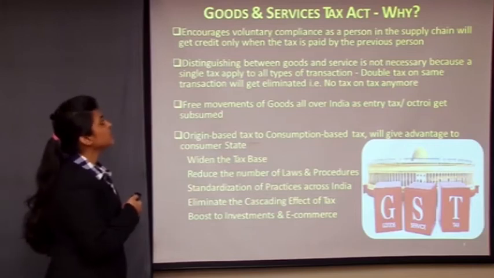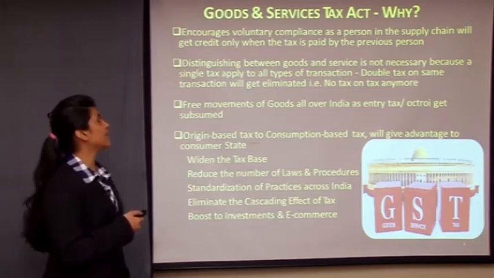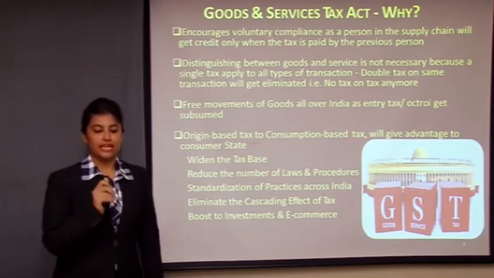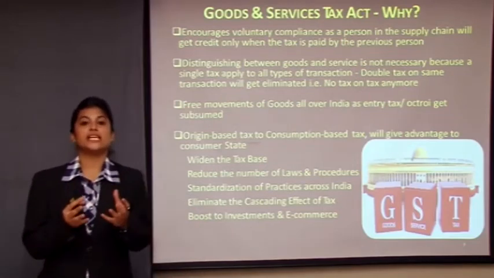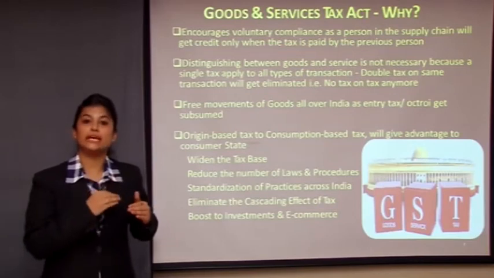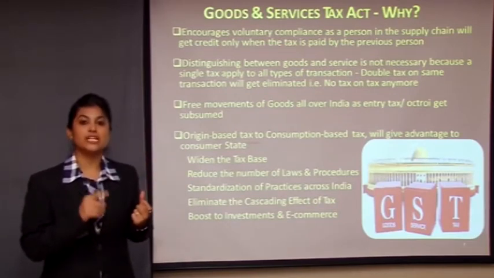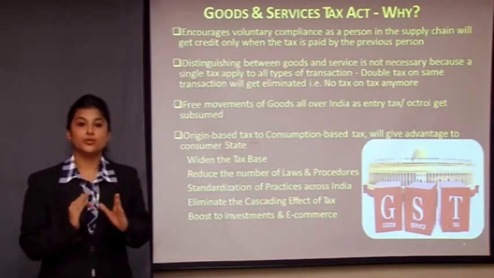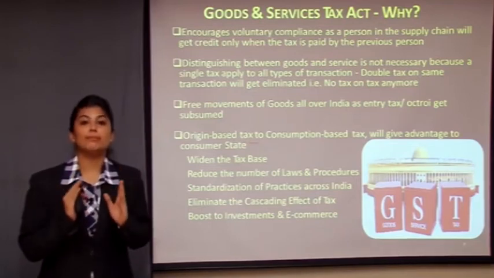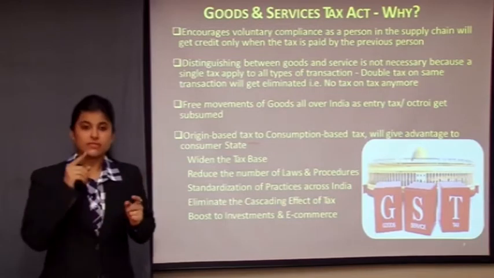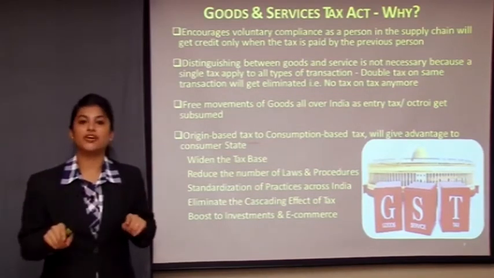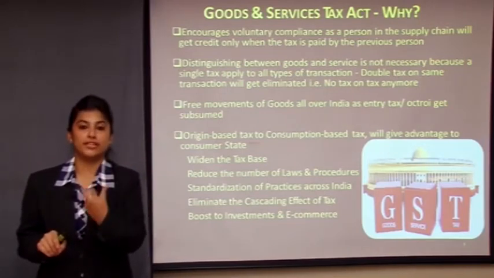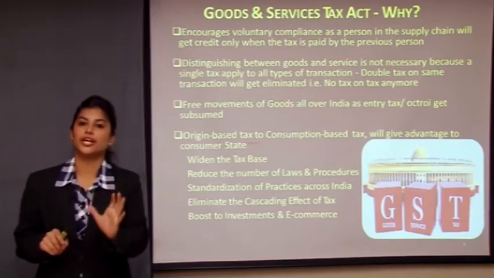Encourages voluntary compliance, as a person in the supply chain will get credit only when the tax is paid by the previous person. For example, when the producer is producing some good, and if he is not paying tax on the goods he has produced, then the wholesaler will not be able to get any credit of the tax, because the producer has not done his duty. He has not paid his part of tax. Because of that, the wholesaler will not get any credit, and because of the producer, the wholesaler has to pay the total amount of tax, and he is borne by the burden of tax.